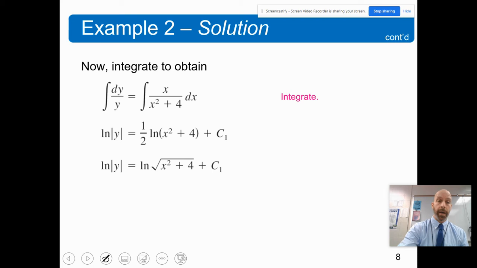Remember, we have a logarithmic property that if you have a constant times a logarithm, you can make that the exponent. So this would become the exponent of that. So that would be the square root.